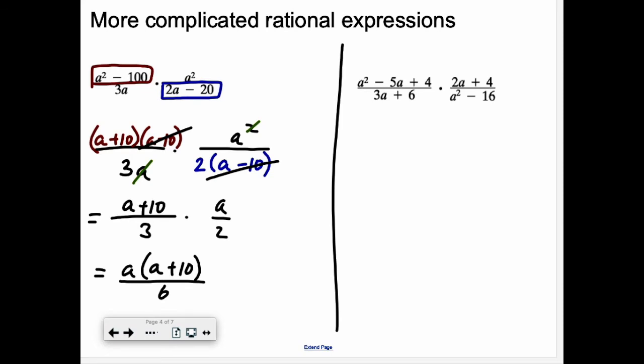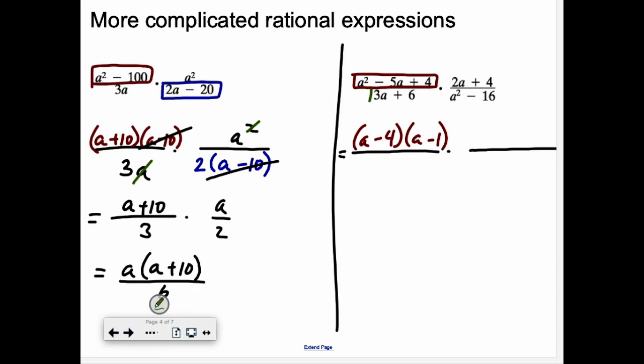Let's take a look at the next one. Next one looks, oh man, a lot more complicated. But we're going to work through it using what we know about factoring. So I know that this top one is a factors and sums. I want numbers that multiply to positive 4 and add up to negative 6. A minus 4, A minus 1.